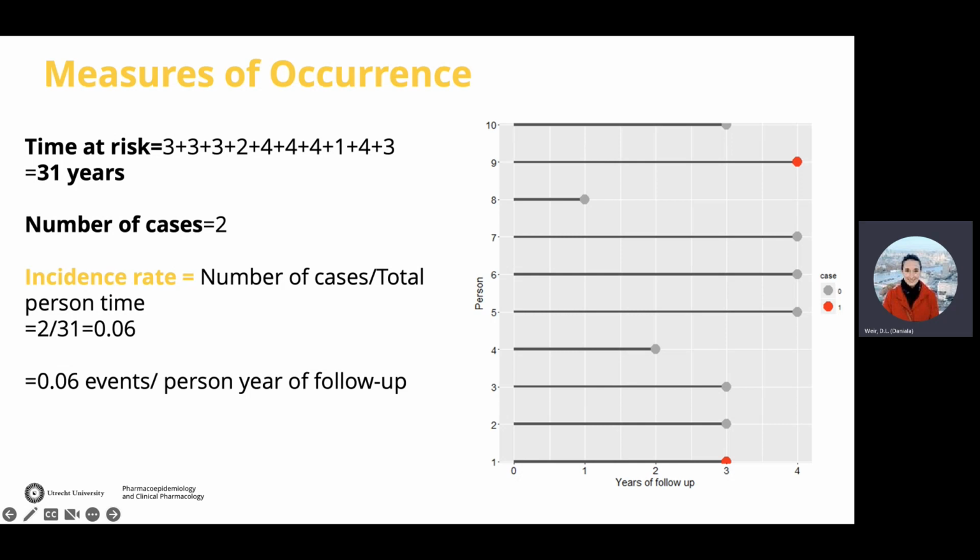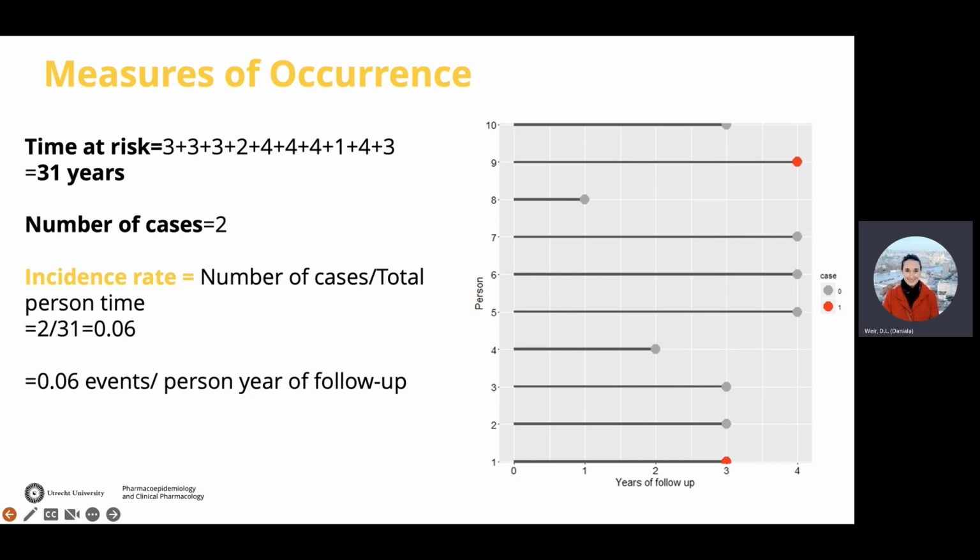It's 31 years, the total follow-up time for all the individuals in the cohort. The incidence rate is calculated, as I mentioned, as the total number of cases of a disease or an outcome divided by the total person time. So in this case, our incidence rate is 2/31, 0.06. So this is 0.06 events per person year of follow-up. That's the units on this particular measure, events per person time of follow-up.